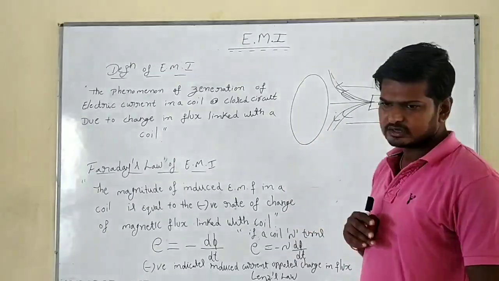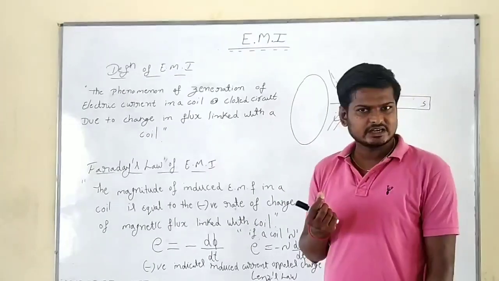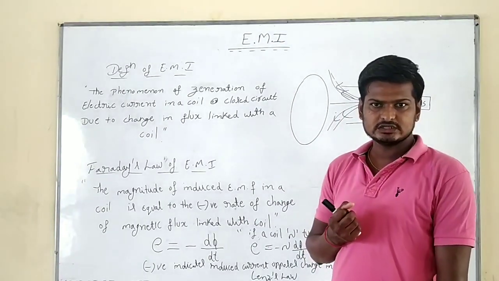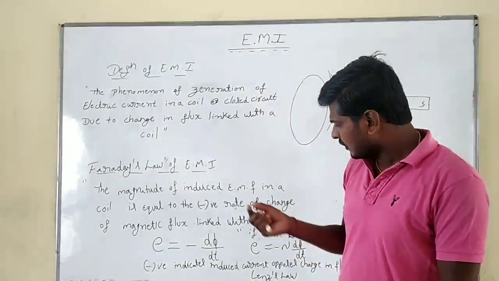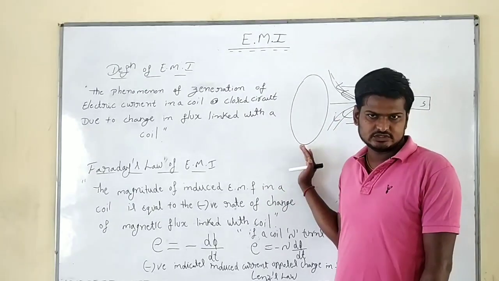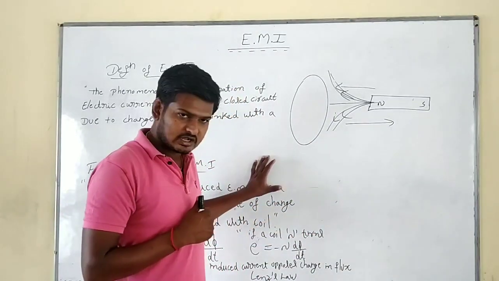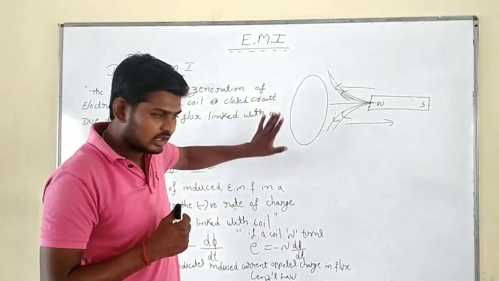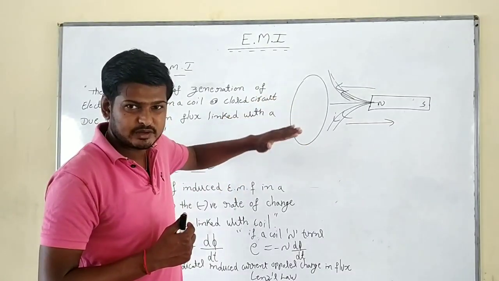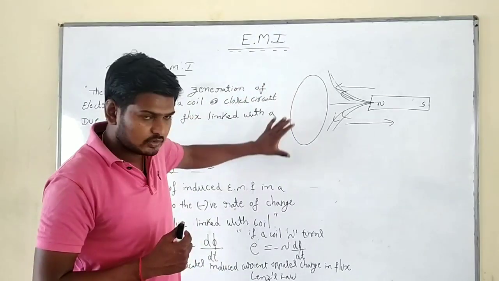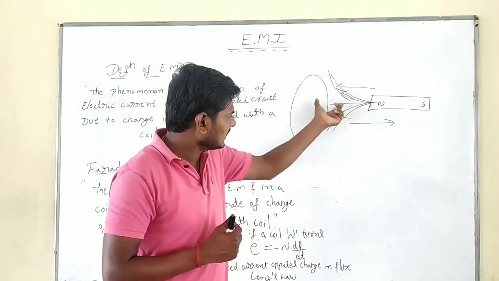Okay. In your reasoning questions, they will ask a simple question. In an electrical circuit, when the circuit is switched off, why does sparking occur? They will ask this reasoning question. Why does sparking occur? When you switch off the circuit, what will happen? The current will break down suddenly, no? Yes, the current breaks down suddenly. When the current breaks down suddenly, what will happen? A large flux change is going to occur.